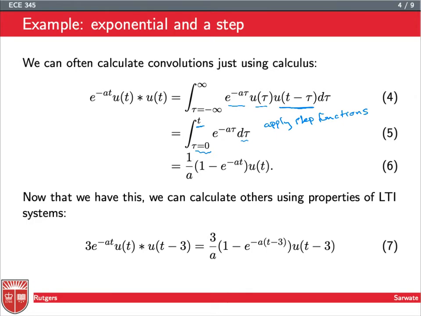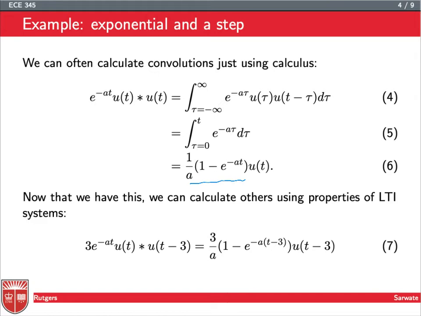So we can do this integral. This integral is pretty straightforward. You've known it from calculus. And then we should make sure we multiply by this u of t to indicate that the signal starts at t equals 0. Right? So that's what this u of t does. It clips the signal.